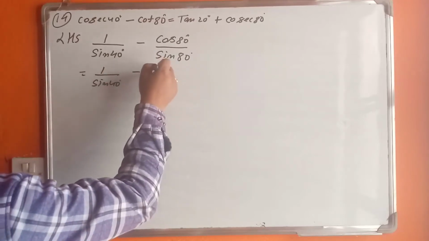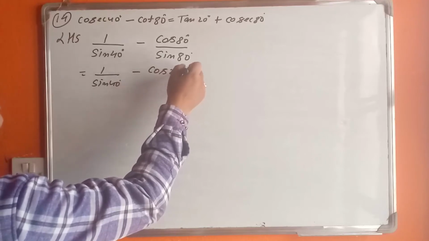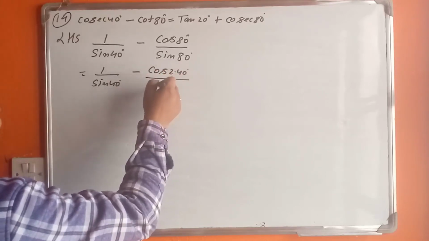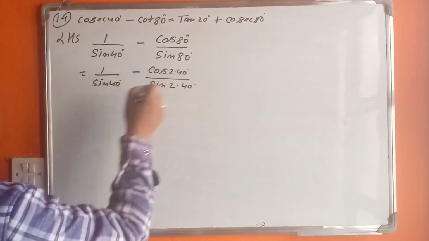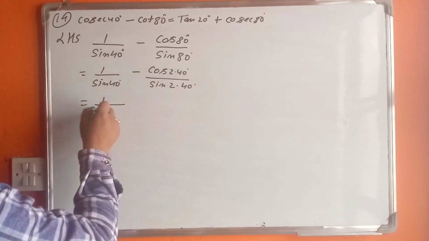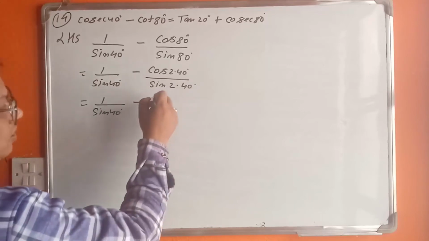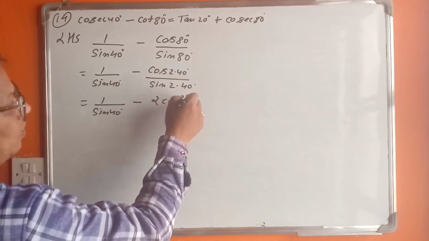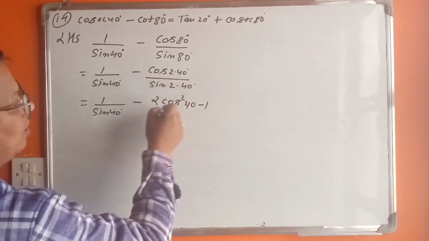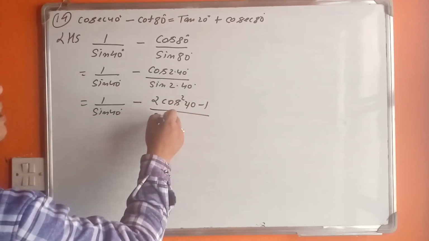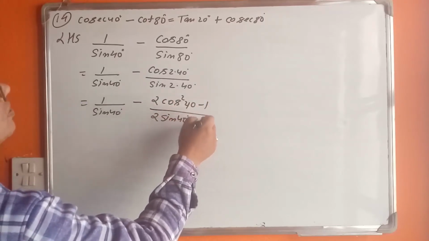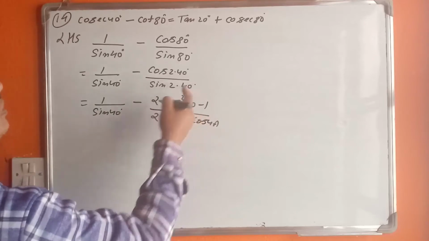Now cos 80 degree we can write as cos 2 into 40 degree. Sin 80 also we can write as sin 2 into 40 degree. This as it is. Now this cos 2a formula, same process. Cos 2a means 2 cos square a minus 1, so 2 cos square 40 degree minus 1. The sin 2a formula is 2 sin a cos a, so 2 sin 40 degree cos 40 degree, because a is here 40 degree.